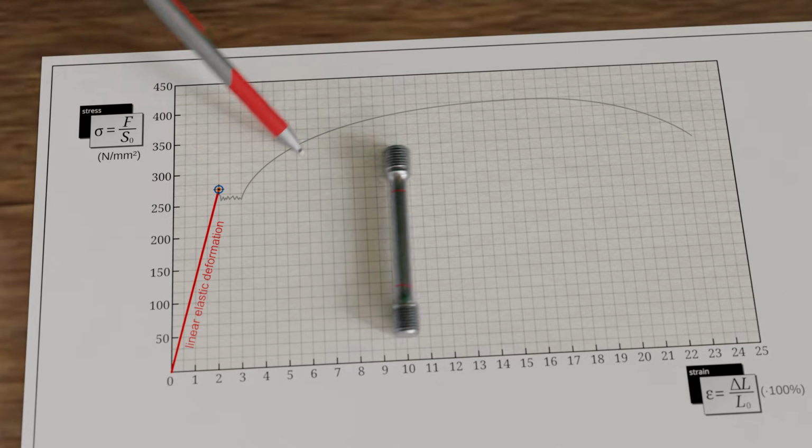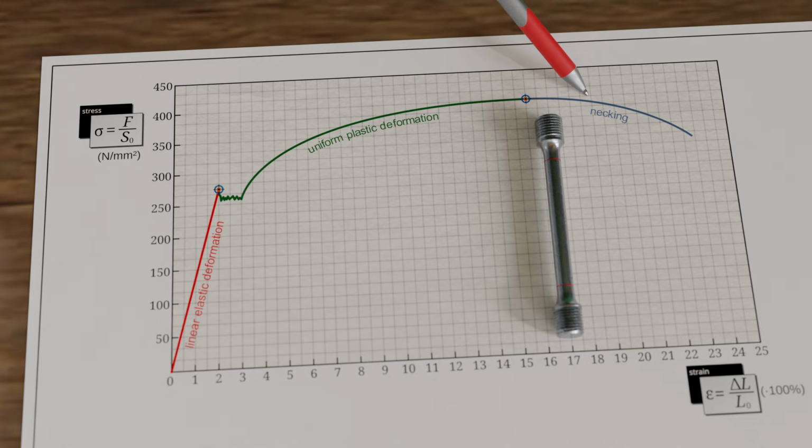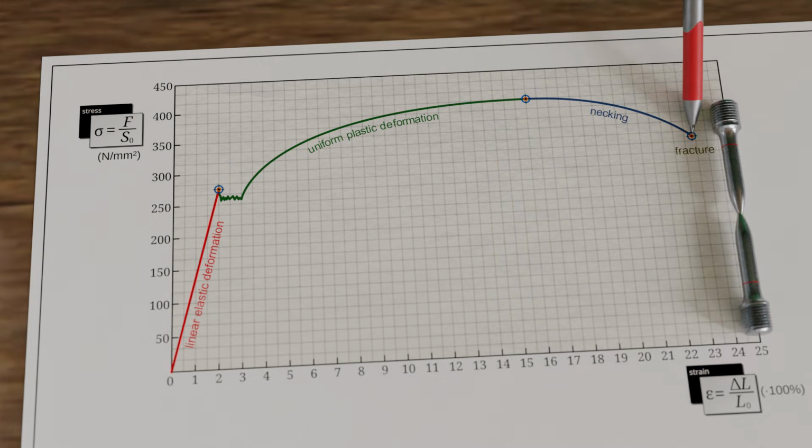In the subsequent uniform plastic deformation region, the specimen experiences permanent deformation after unloading. In this plastic region, the cross-section decreases uniformly along the entire length. At the point of maximum stress, the specimen begins to neck locally and continues to deform only at that location until it eventually fractures. This region is called the necking region.